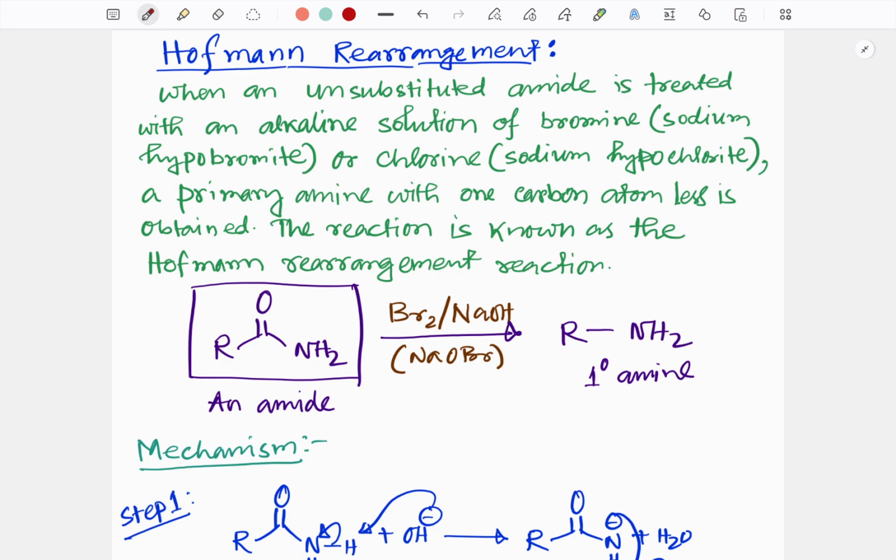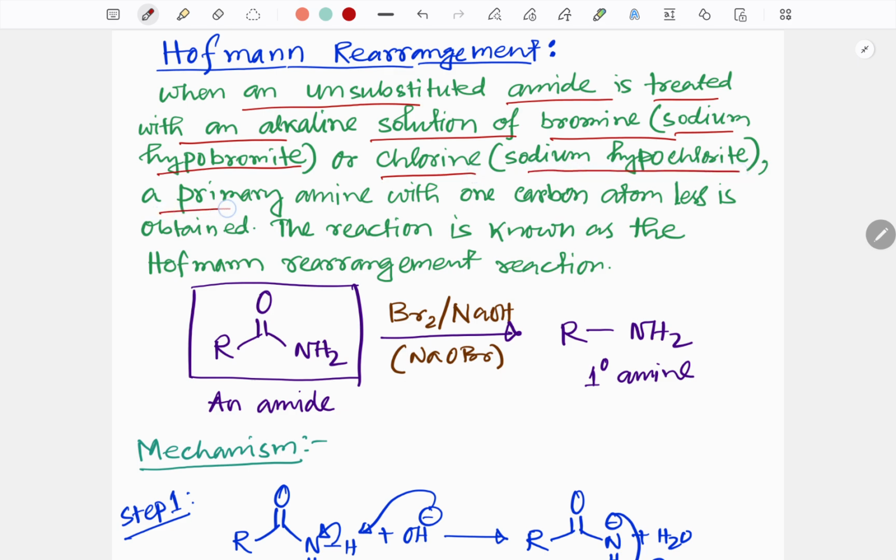The answer is, when an unsubstituted amide is treated with an alkaline solution of bromine, or you may consider sodium hypobromite, or chlorine, or you can say sodium hypochlorite, a primary amine with one carbon atom less is obtained. So this reaction is known as the Hofmann rearrangement reaction.